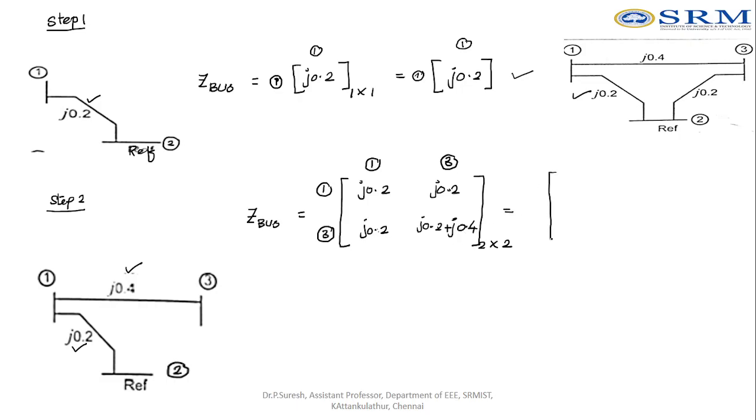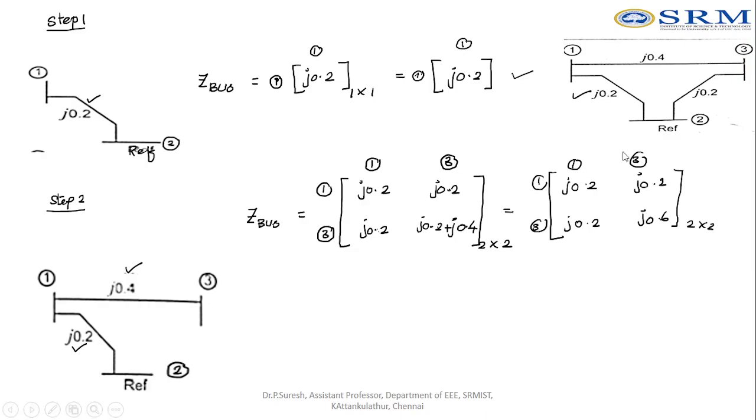So you can see here, this is bus number 1, this is bus number 3, and this is bus number 1 and 3. Then the value will be j0.2. Here it is also j0.2, it is also j0.2. Here it is j0.6. So this is going to be a 2 by 2 matrix. This is how we construct the new matrix with the help of the old matrix. So this is step number 2.